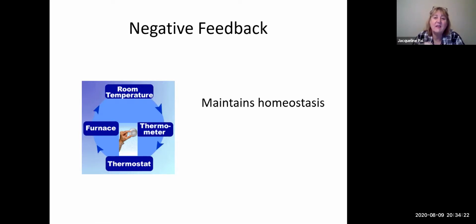And so what negative feedback does is it maintains homeostasis. So negative feedback in your body, good thing. Negative feedback from an instructor, bad thing, okay? But in your body, it's what you want.